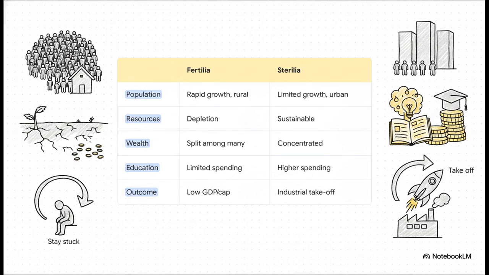So in Fertilia, the population grows super fast. Resources get stretched thin, the land gets overworked, and family wealth gets split between tons of kids, so nobody ever really gets ahead. They just stay stuck. But over in Sterilia, they do things differently. They limit population growth. Wealth gets concentrated, which allows parents to invest way more in each kid's education. And guess what? They take off. This simple little story shows how choices about family size can lead to completely different economic futures.